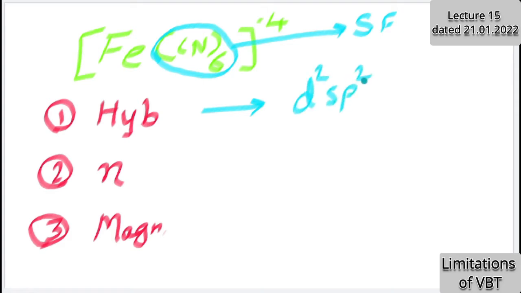Is d2sp3 an inner orbital or an outer orbital complex? This complex is inner orbital. Right, inner orbital. Just these terms are important. Later on, we will learn more about that.